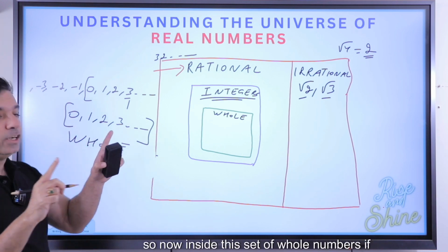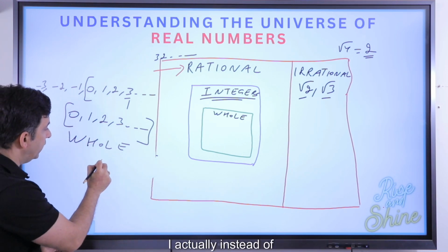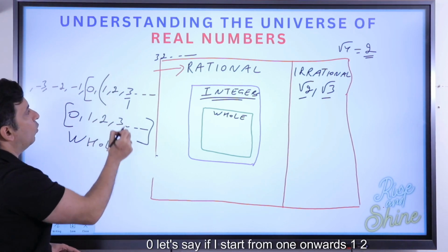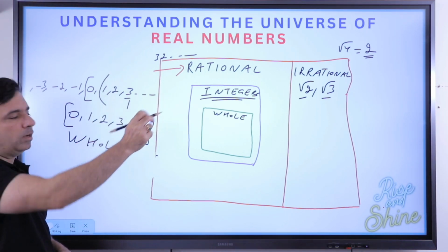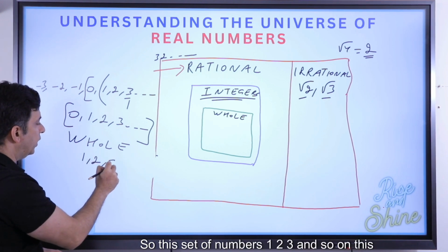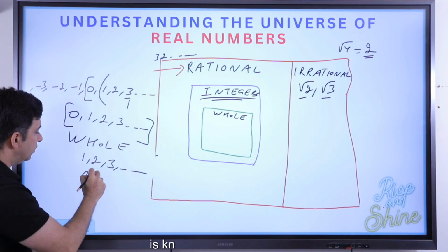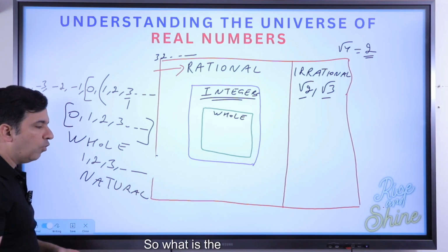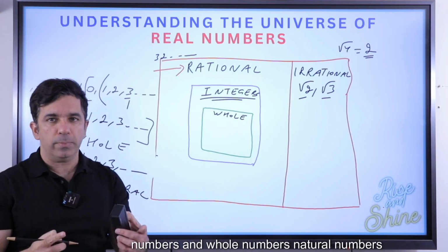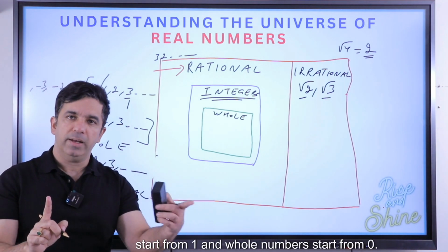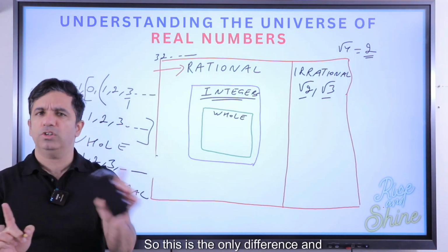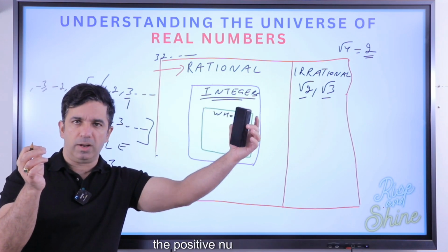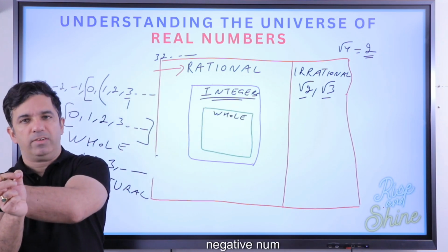Now inside this set of whole numbers, if instead of starting from 0, I start from 1 onwards, 1, 2, 3 and so on, this set of numbers is known as the set of natural numbers. So what is the difference between natural numbers and whole numbers? Natural numbers start from 1 and whole numbers start from 0. So this is the only difference. And integers are from 0 onwards, all the positive numbers as well as all the negative numbers.